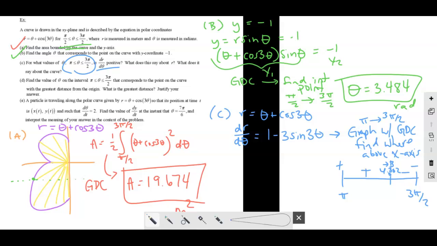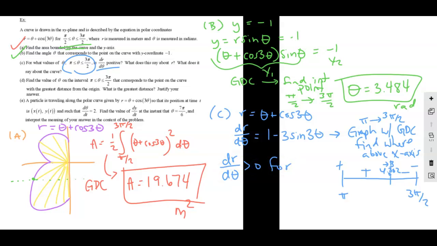Now, pi to 3 pi over 2, that is the correct one. Where is it positive? So let's go for it. dr d theta is positive for, and then it gives us the interval, pi to that intersection point, 4.302. Bracket on the pi because it was above, and then parenthesis on that one because it was 0.